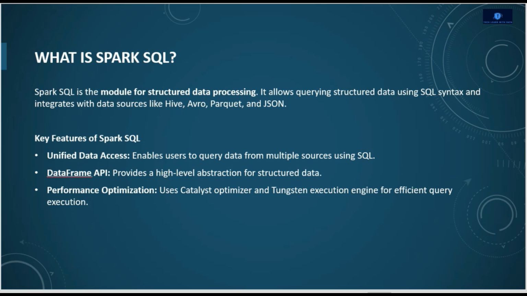Second one, DataFrame API. It also provides a high level abstraction for structured data. Third one, it is performance optimized, using the Catalyst optimizer and Tungsten execution engine for efficient query execution. So it provides performance optimization for SQL queries. Okay, so let's take an example of how we can use that query in PySpark.